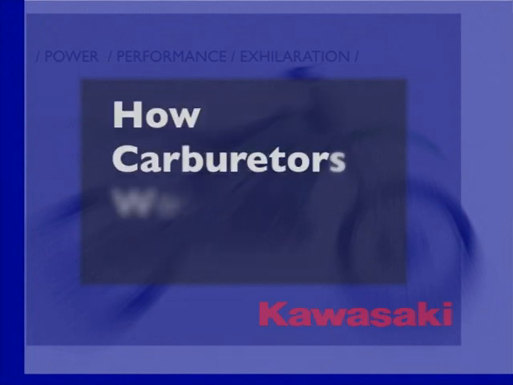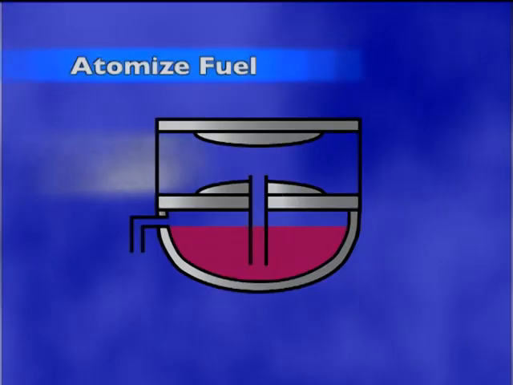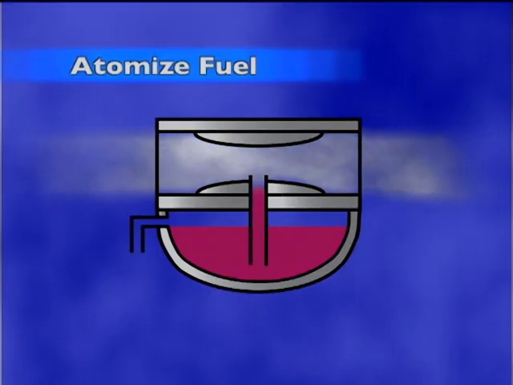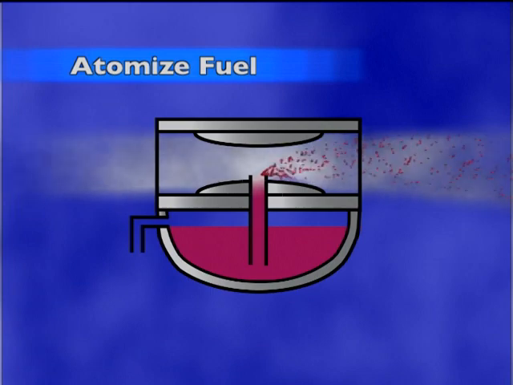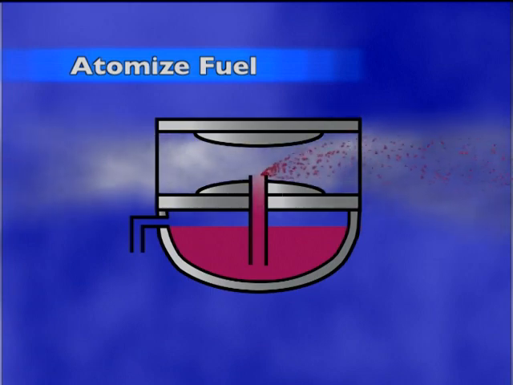All carburetors operate on the same basic principles and perform the same three basic functions. First, they supply atomized fuel to the intake tract. Atomization is the breaking down of a liquid into very fine particles, like a spray or mist. Fuel in this form can be readily mixed with the incoming air.